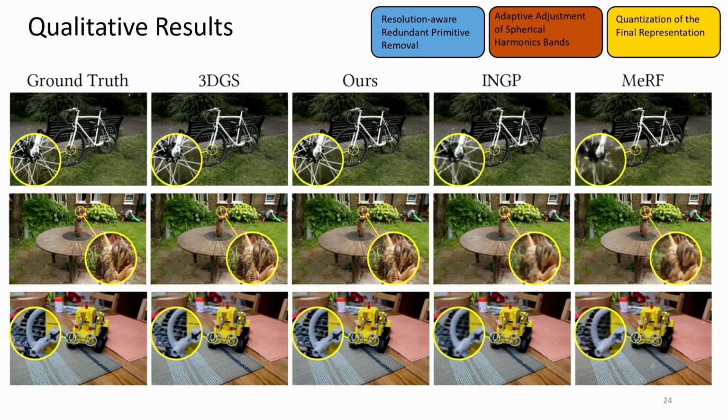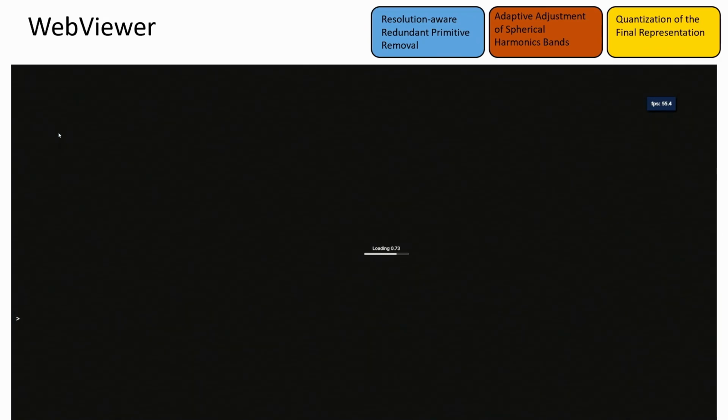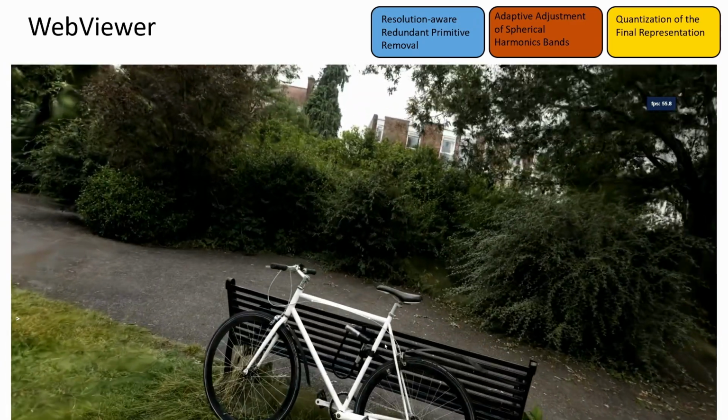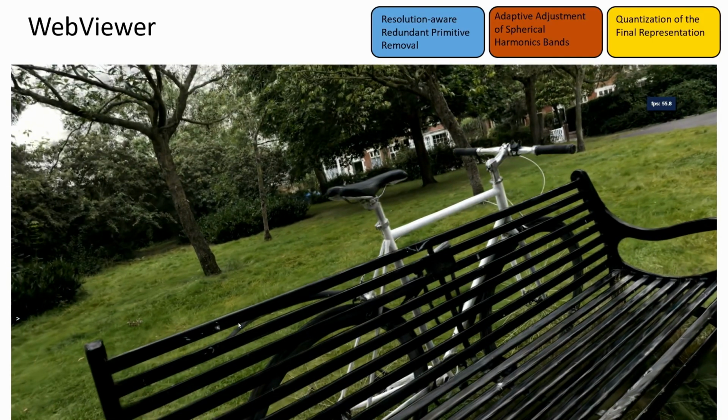Then moving on to the qualitative results, we can see that our method, again, retains the visual quality of 3D-GS, which is superior to that of InstantGP and MERF, as there are no apparent differences between the baseline and our model. Finally, to highlight the difference in representation size, we've also provided a WebGL viewer that you can see here, which, contrary to other viewers, also implements the view-dependent effects. Maybe you can see that on the bike.